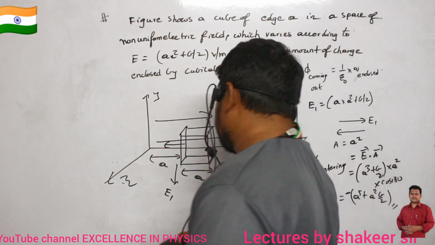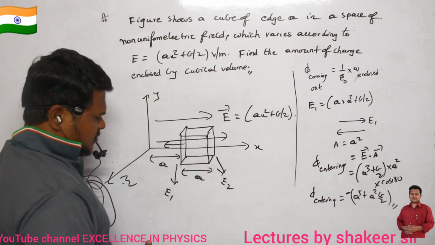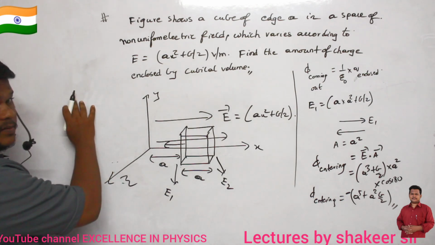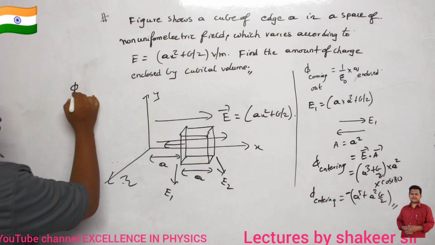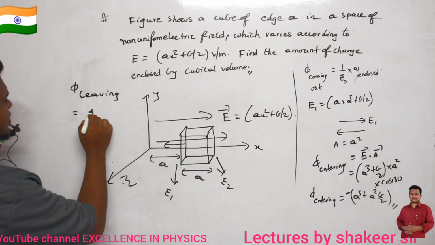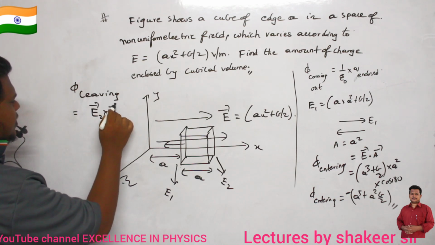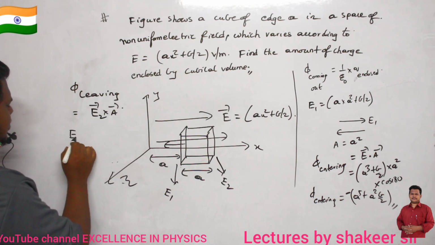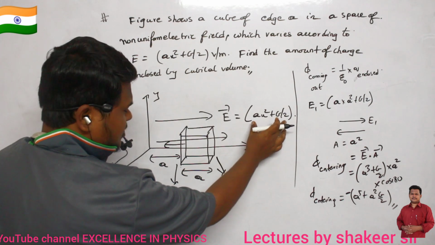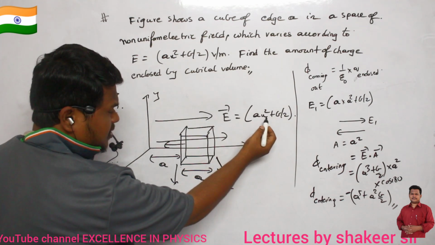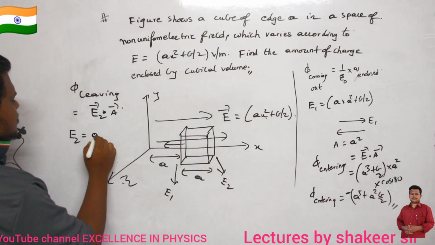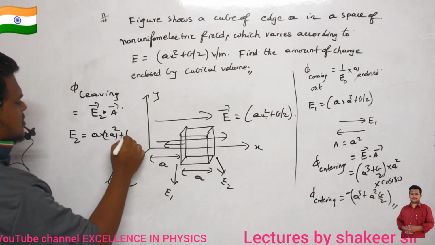Next, how can I calculate flux leaving? I will calculate here. Are you able to see, Nama? Flux leaving is again E2 dot A. First of all, how can I calculate the E2 value? This is the electric field, no? At this position, what is the X value? A plus A, 2A. So, substituting here, E2 is equal to A into 2A whole square plus B by 2.